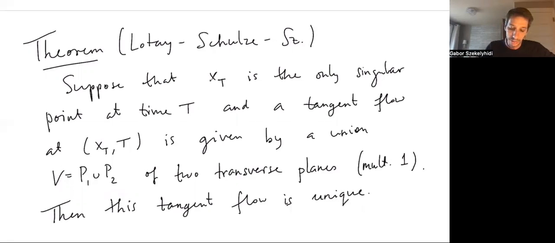Okay, so suppose a tangent flow is a transverse union of multiplicity 1 planes. Then this tangent flow is unique. So remember, the tangent flow is defined by taking some subsequential limit of a sequence of blowups. And the uniqueness just says that this limit that you obtain is independent of what sequence of blowups you take.